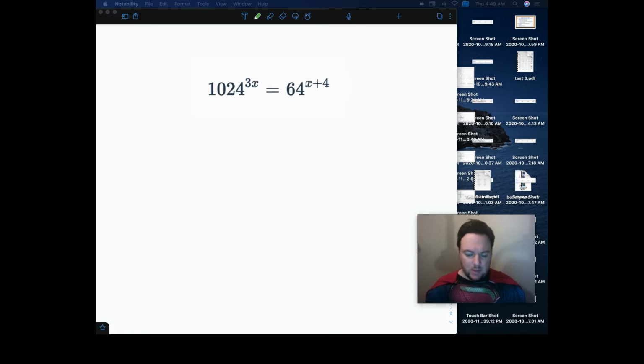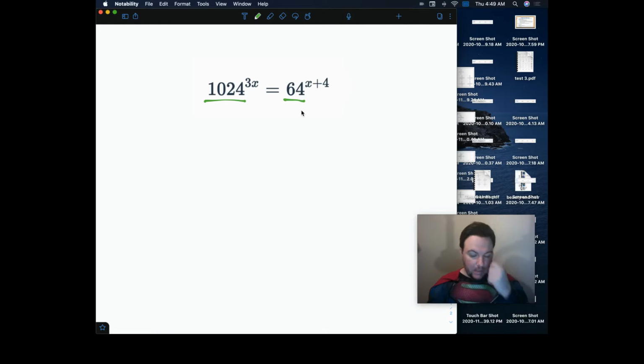So let's get started. We're going to be looking at 1024 raised to the 3x equals 64 raised to the x plus 4. There are a lot of different ways to approach this. What you're going to have to do is try to get 1024 and 64 to have the same base. There are a number of ways of doing this.